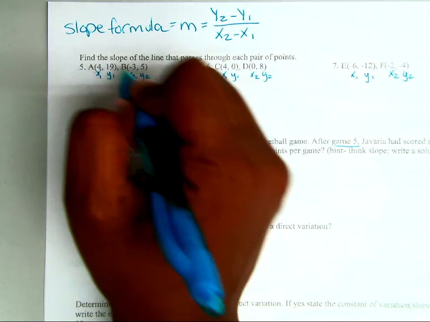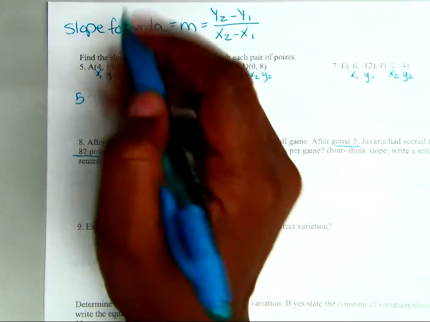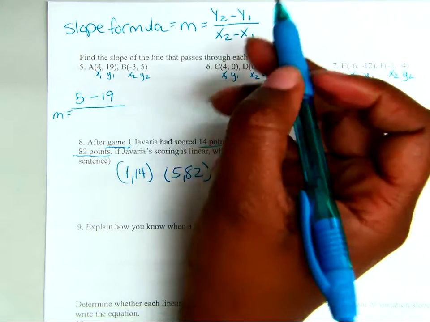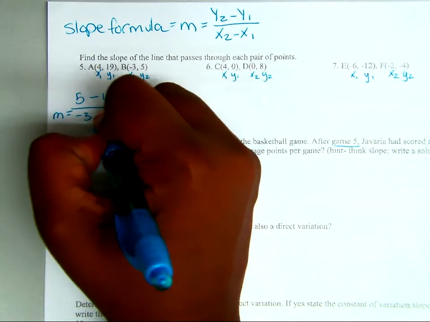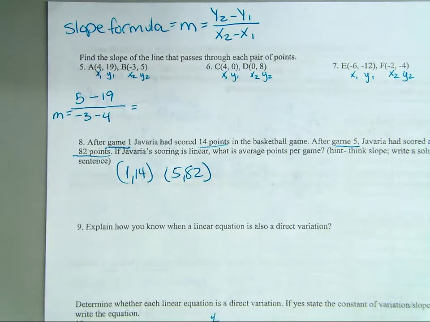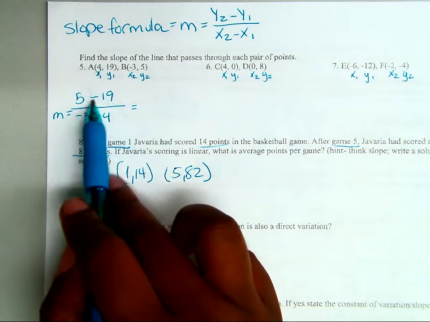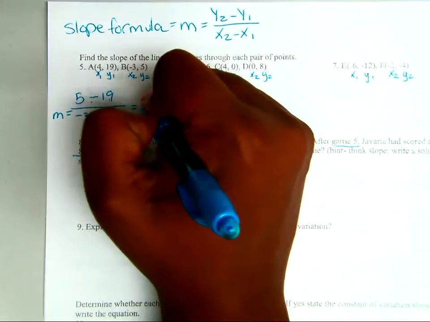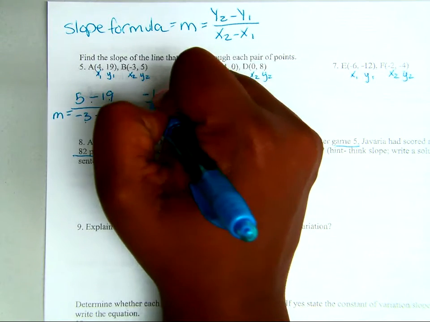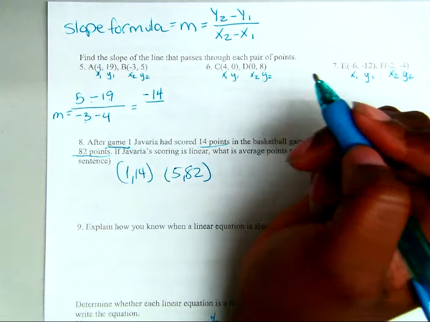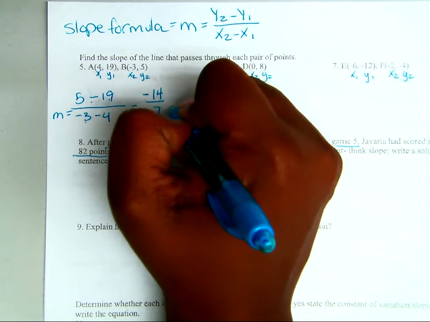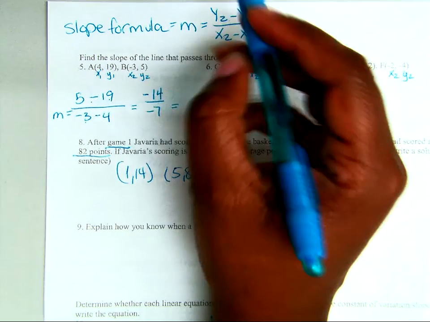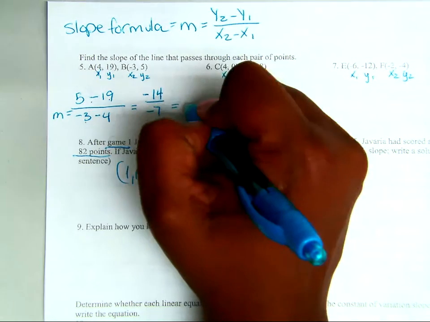Y2 for number 5 is 5. y1 is 19. So m equals 5 minus 19 over negative 3 minus 4. This is going to be a negative 14 over a negative 7. I know that a negative over a negative is a positive, and I also can reduce this. 14 divided by 7 is 2.